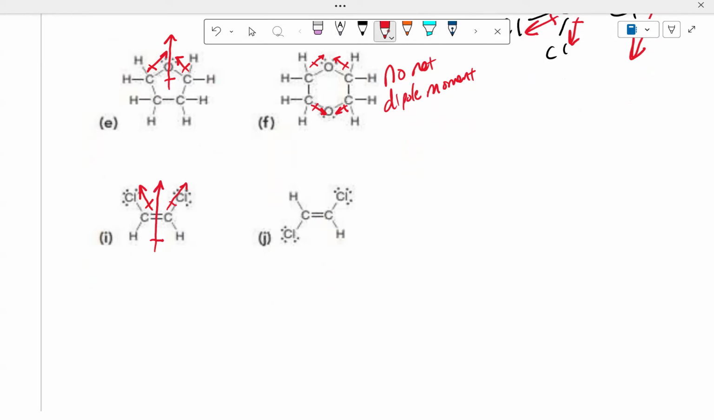Look how that contrasts with J though. In J, you have one going upward and to the right, and then you have one going downward and to the left to an equal degree. Those two directions of polarity cancel each other out. So there's no net dipole moment.